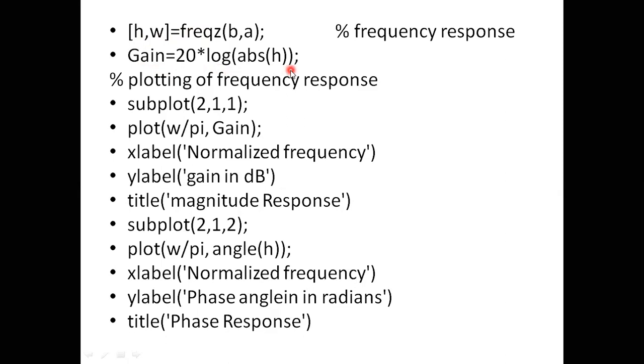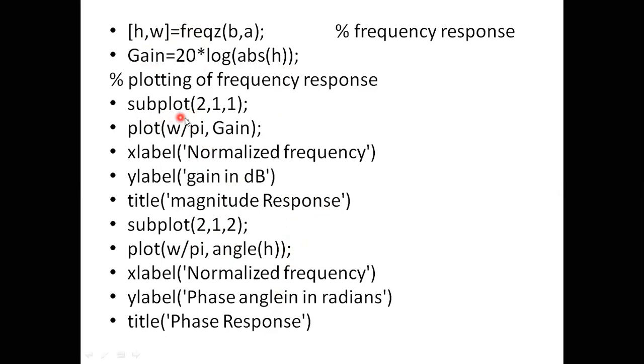After finding the gain and frequency response, now you have to plot your frequency response. Frequency response contains two responses. One is your magnitude response, another is your phase response. I am going to plot the magnitude response and the phase plot, two plots in a single figure. That's why I have used the subplot here. So let's say the first subplot is the magnitude response and the second subplot is the phase plot.